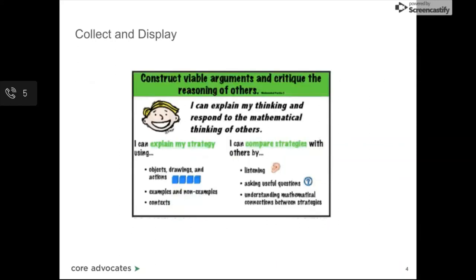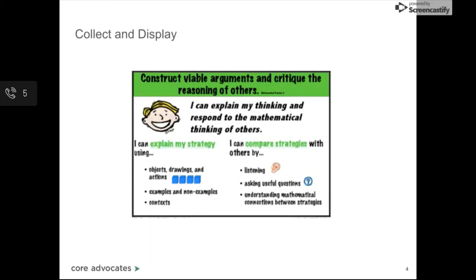Mathematical Practice 3 focuses on students being able to construct viable arguments and critique the reasoning of others. The collect and display routine cultivates a classroom where student talk is valued and students are attending to this mathematical practice. I have used this routine of collect and display in hopes of promoting student agency and voice in my classroom. I want my students to feel like their voice and their thinking is valuable for their peers. By establishing this routine in my classroom, students feel valued for their ideas and thinking.